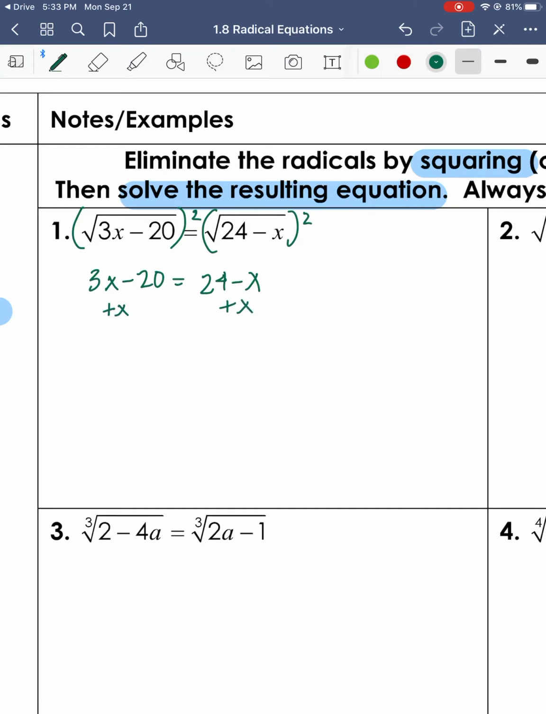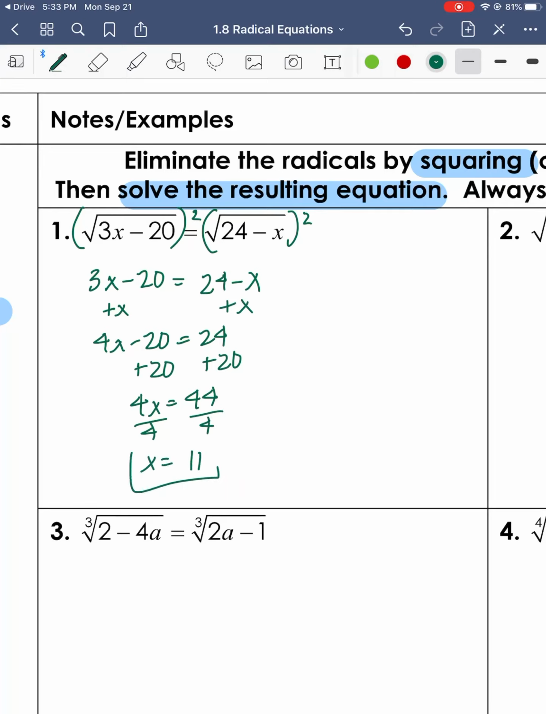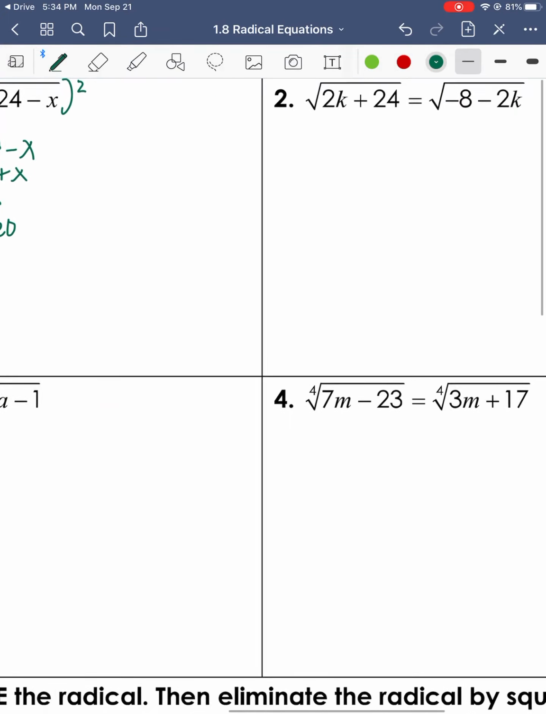Let's get the variables on one side. 4x minus 20 is equal to 24. Let's get the constants on the right side. 4x is equal to 44. Divide to isolate x, we get x is equal to 11 there. Okay, pretty simple.